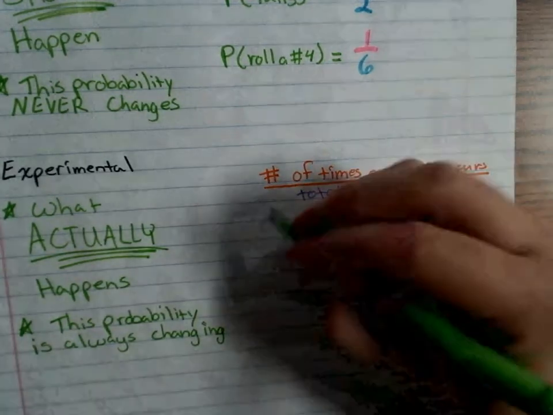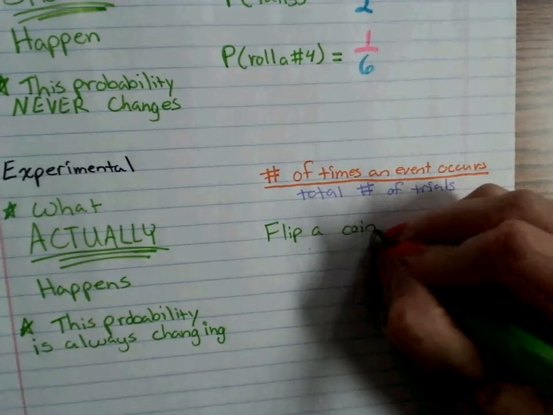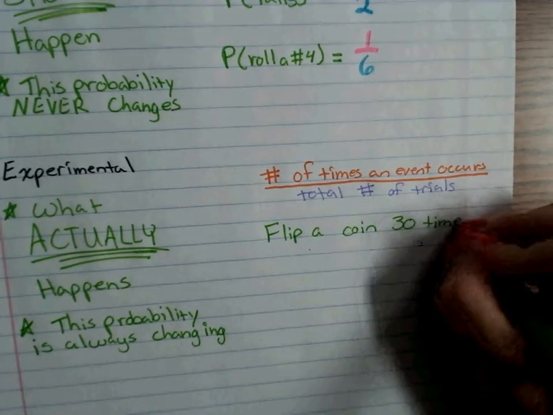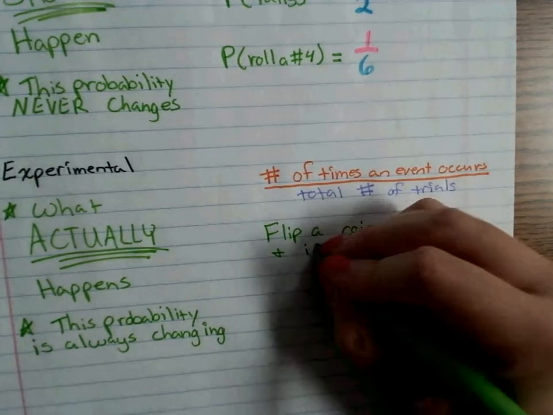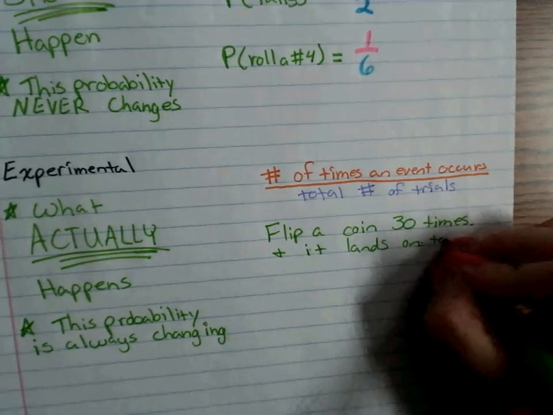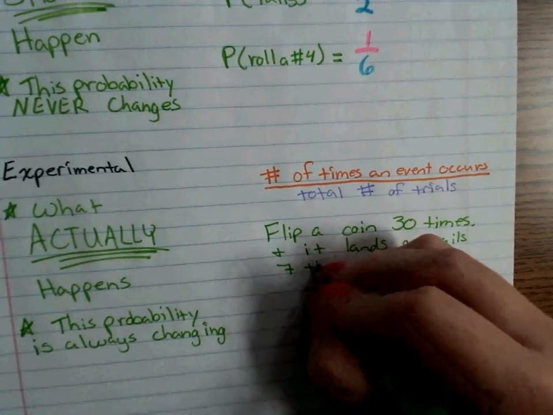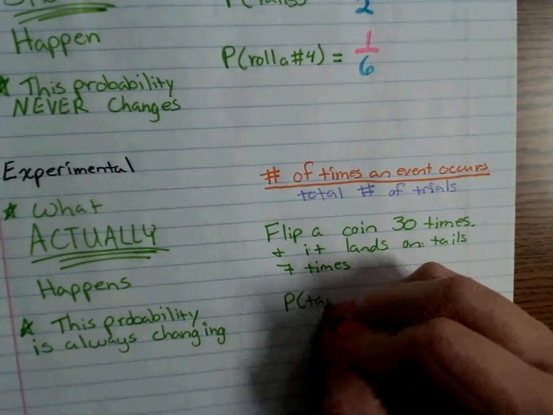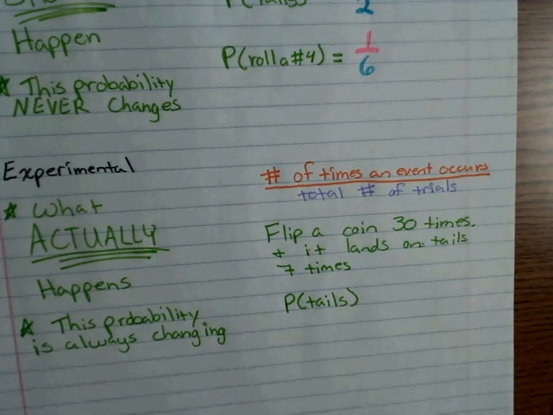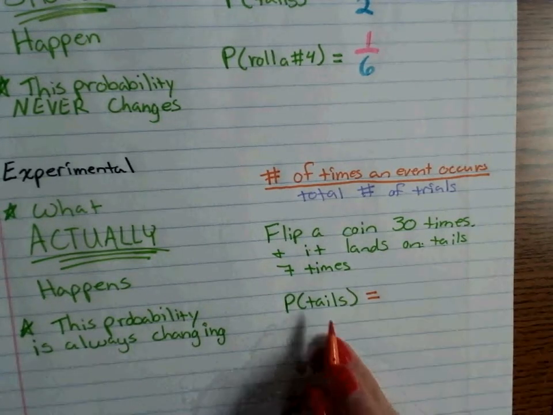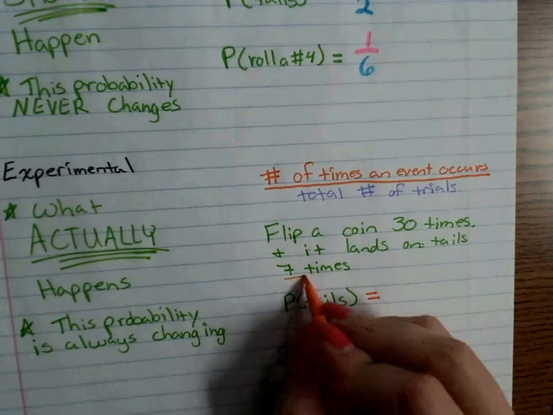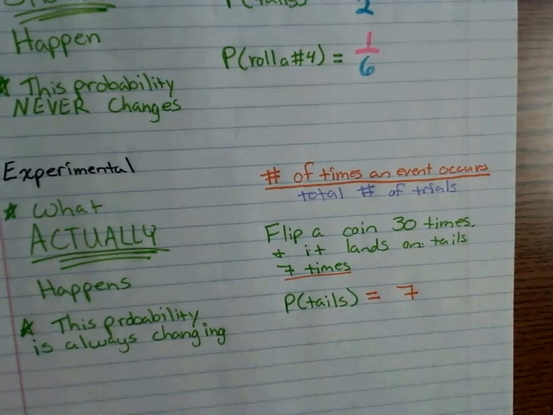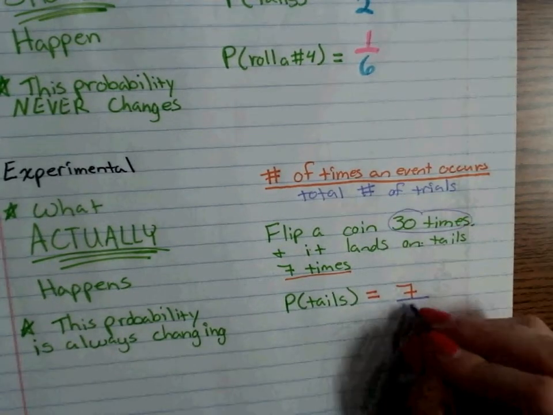All right, so if I were to go ahead and flip a coin 30 times, and it lands on tails 7 times, then the experimental probability here of flipping tails is going to be what? How many times did the event I'm looking for occur? Not 50%. How many times did tails occur? 7 times. It occurs 7 times out of how many total trials? 30 trials. So it's 7 over 30.